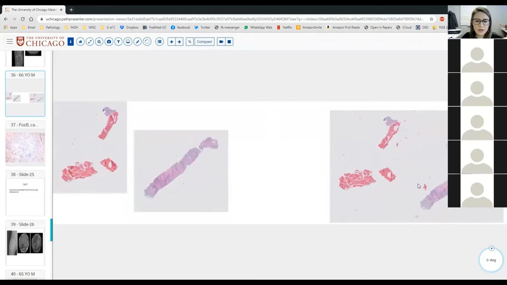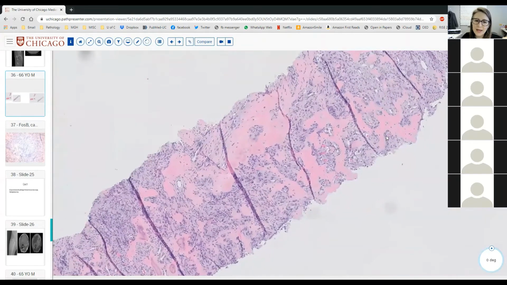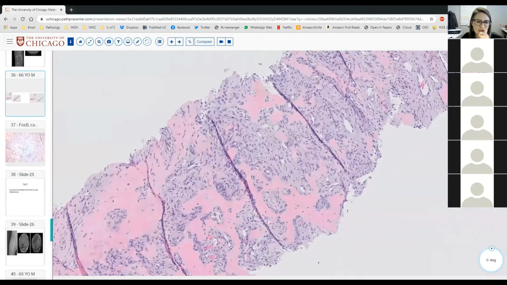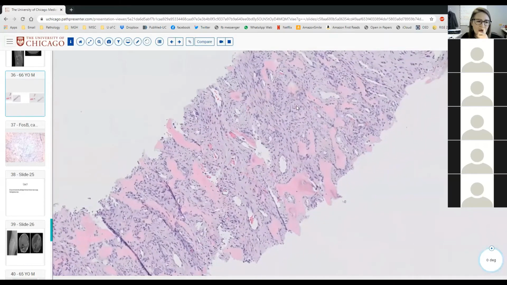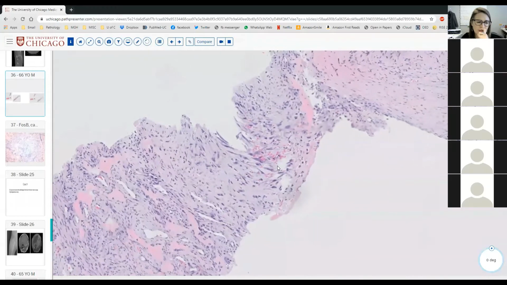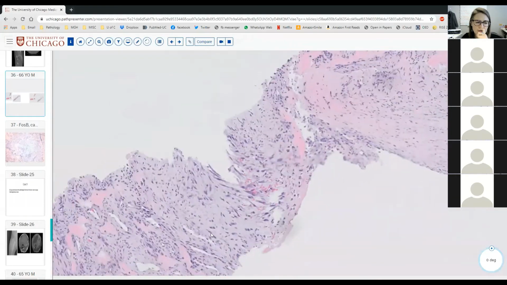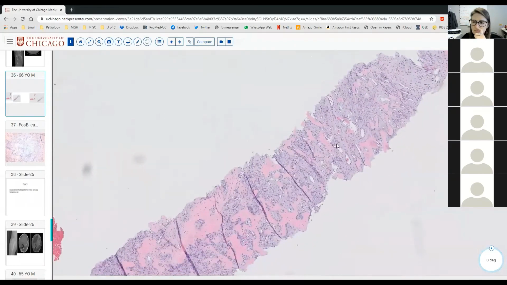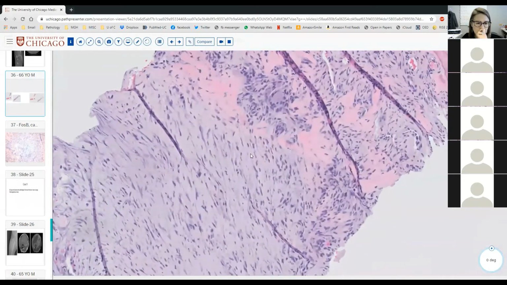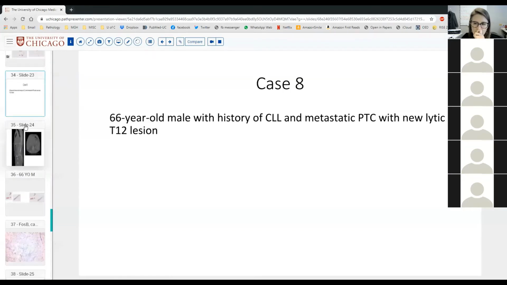But arguably, yes, there are osteoblasts, but are the osteoblasts the predominant component here? And what else might you think of with this kind of loose fibrous background with some red cells here and there? Something related to the patient's clinical history. So CLL and PTC.